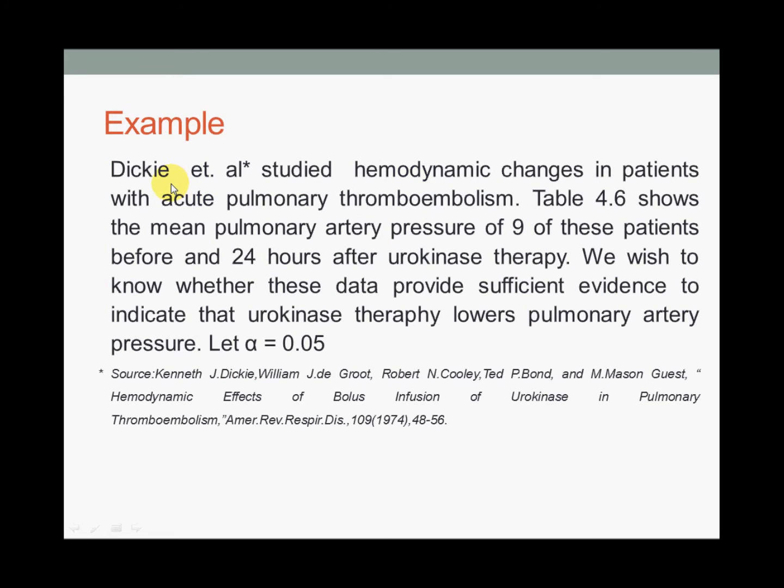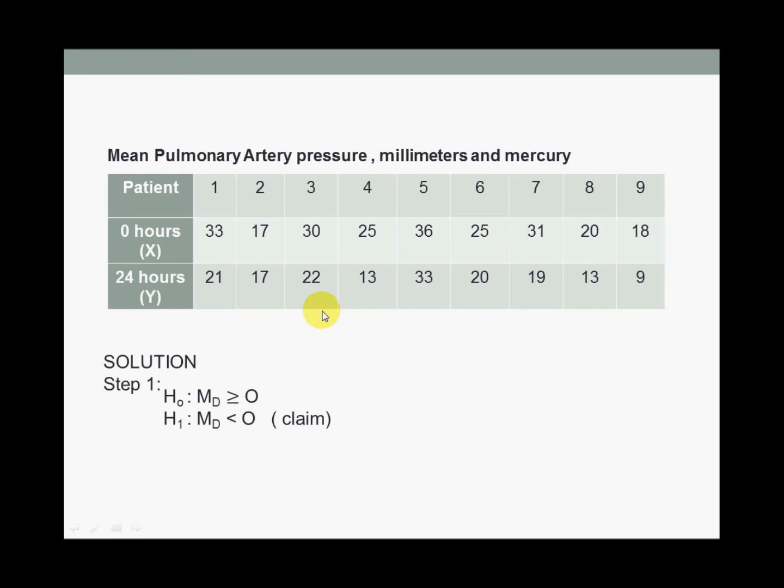Example for small sample. Dick Key et al. studied hemodynamic changes in patients with acute pulmonary thromboembolism. Table 4.6 shows the mean pulmonary artery pressure of 9 of these patients before and 24 hours after urokinase therapy. We wish to know whether this data provides sufficient evidence to indicate that urokinase therapy lowers pulmonary artery pressure. Let alpha equal 0.05. The data for x and y is given in the table below.